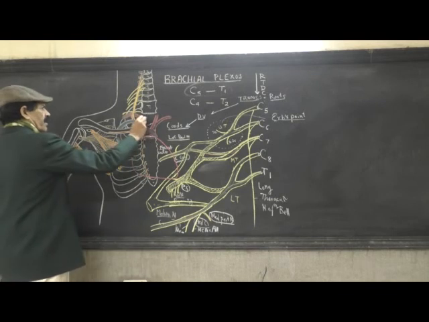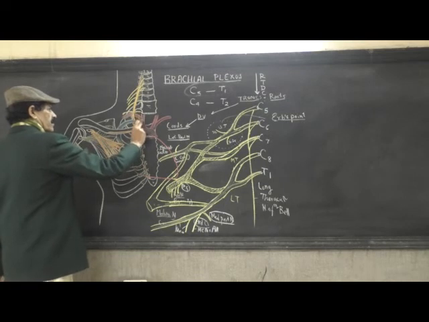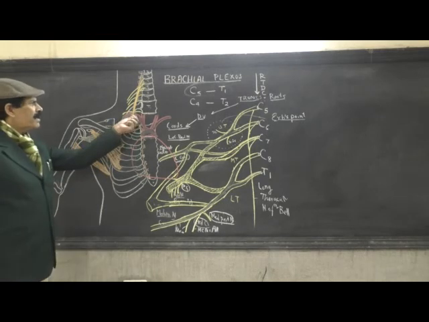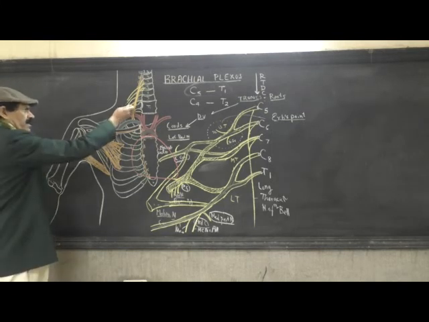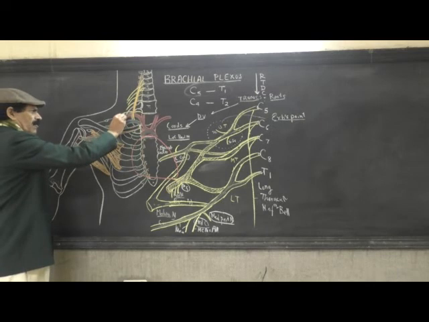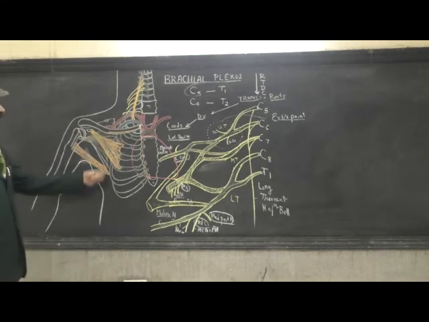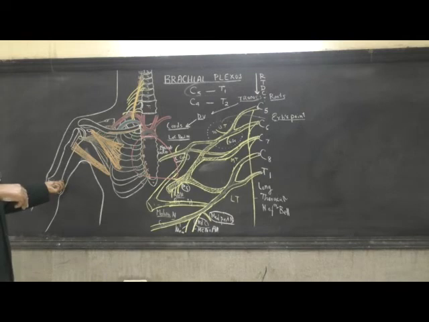The right brachiocephalic will divide into the right common carotid and the right subclavian. And the scalenus anterior muscle will divide the subclavian artery into first part, second part and third part. From the outer border of the first rib, the subclavian artery is now called the axillary artery. This axillary artery has to enter the upper limb. This is the only artery which will supply all the muscles of the upper limb. So this is the course of the axillary artery.